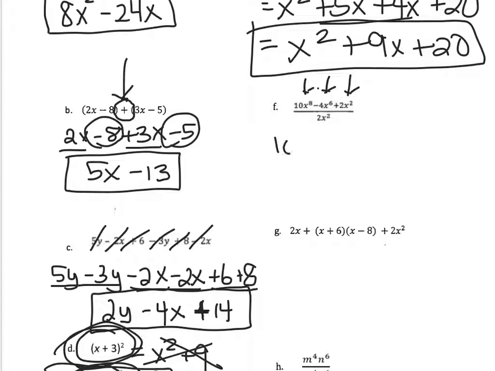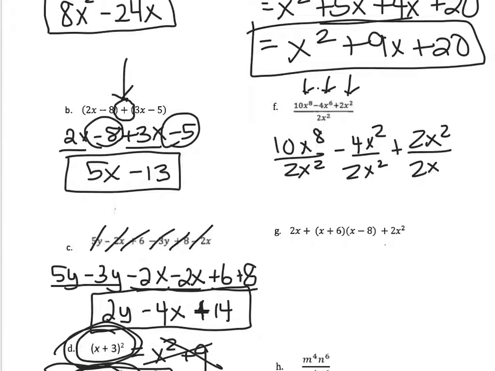Rewrite the problem as 10x to the 8th divided by 2x squared, minus 4x to the 6th divided by 2x squared, plus 2x squared divided by 2x squared. If you rewrite it, instead of having one common denominator, separated into 3 fractions with a common denominator, you might recognize or remember that you need 3 terms in your answer.